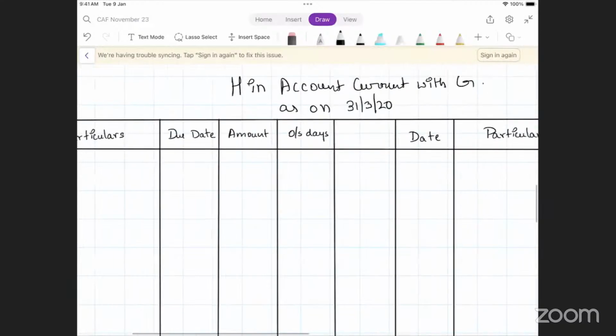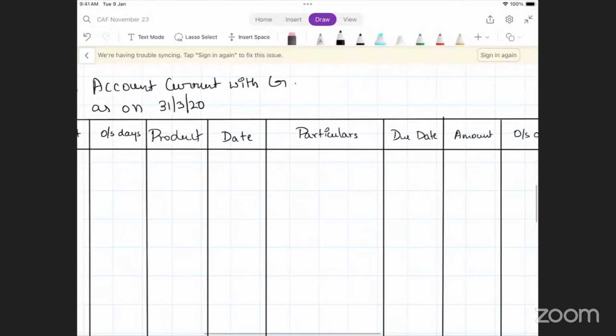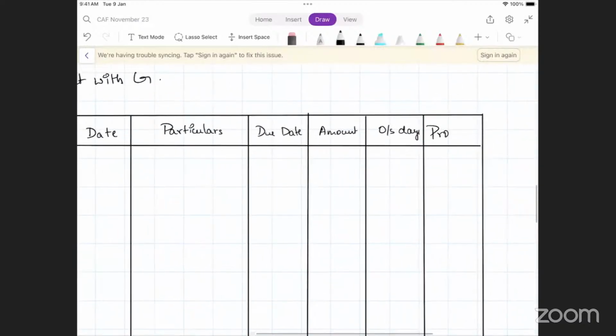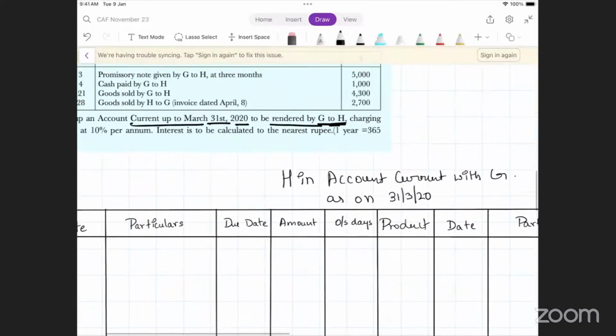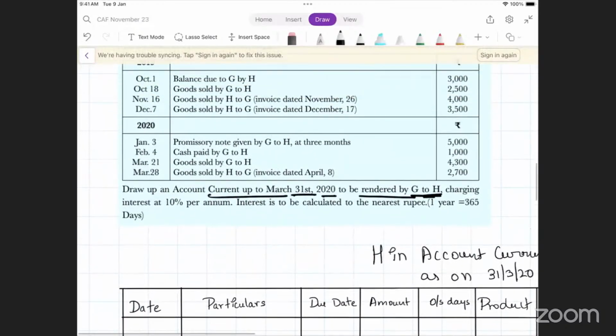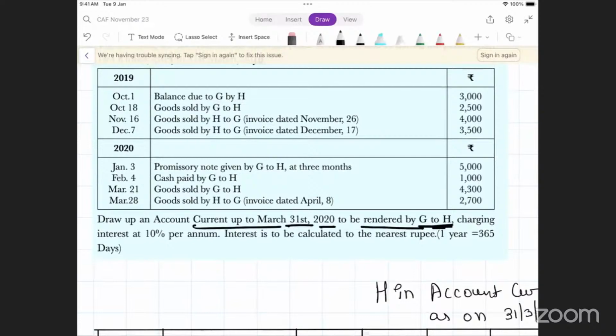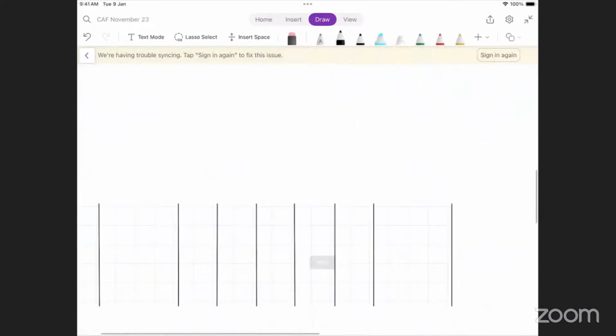So, product columns. There's this concept of reading interest, which is probably applicable in this question. That's why pay attention. Okay, I hope the format is ready.